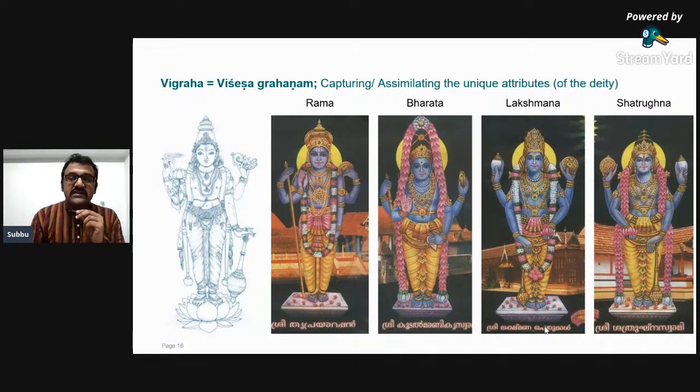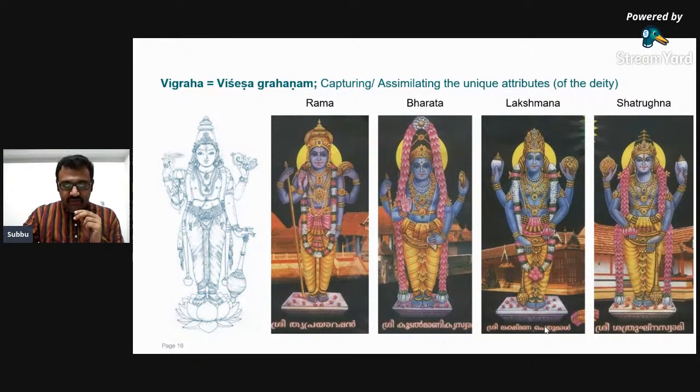So this is what we see in the Nalambalam, the 4 temples of Rama, Bharata, Lakshmana and Shatrughna in Kerala. More about the temples when we speak in detail about the temples in the later episodes. But right now we are just focusing on the Vigraham part. So these are all Chaturbhuja Narayana Vigrahams. And this is the speciality of many of the temples in Kerala. The idol by itself may not have any differences.